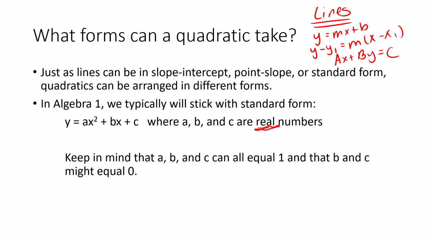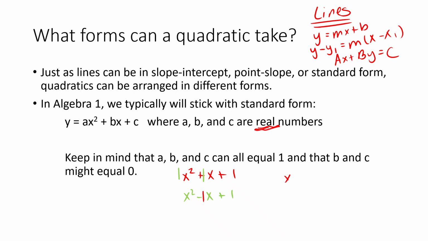Keep in mind that a, b, and c can all equal 1, and that b and c might be equal to 0. So if you saw x squared plus x plus 1, that would be 1x squared plus 1x plus 1. So if you don't see a coefficient, it would be a 1. If you saw x squared minus x plus 1, remember that this would be a coefficient of -1. And b and c can both be 0.